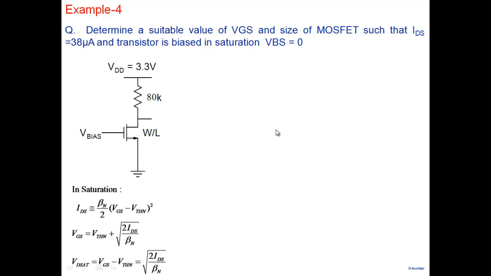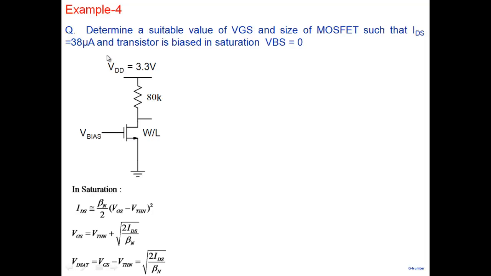The next one is more interesting. It says, determine a suitable value of VGS and the size of a MOSFET such that IDS is 38 microamperes and the transistor is biased in saturation. That's all the problem says. Why? Because let's say I need to make an amplifier. In an amplifier, the transistor has to be biased in saturation region, and that's the requirement.